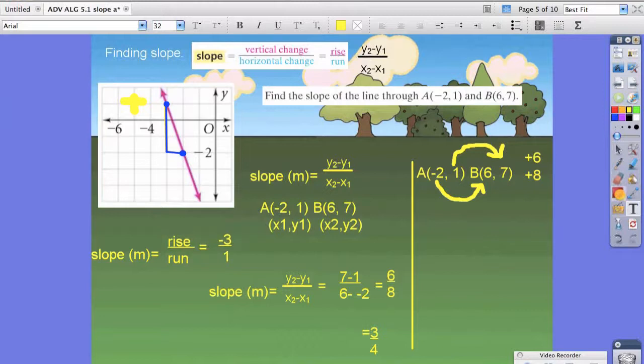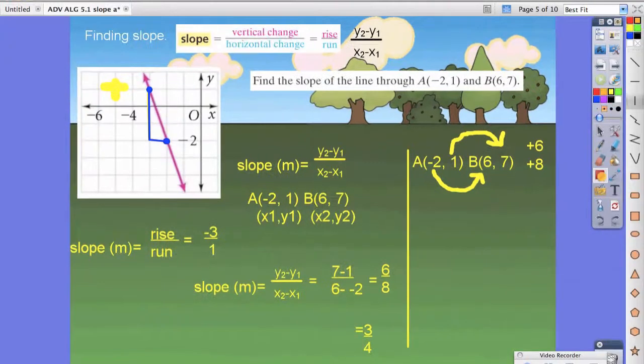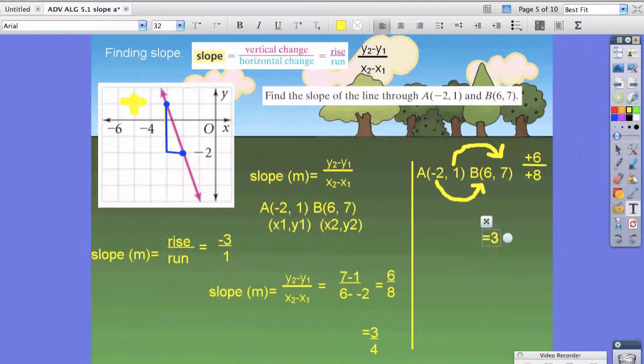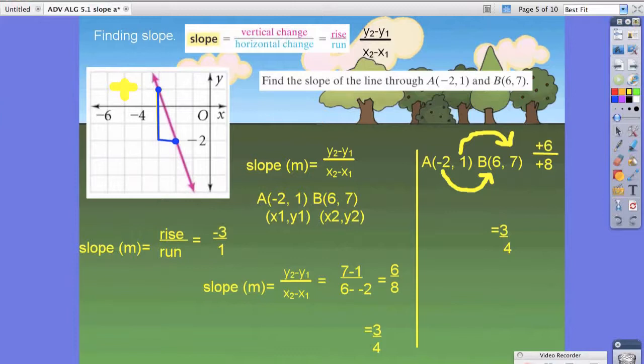Now, because we did it that way, where our y's are on the numerator, our x's on the denominator, we have 6/8 or 3/4, which is the same exact answer as we did in the first method, but I tend to think the second way is a lot more efficient.